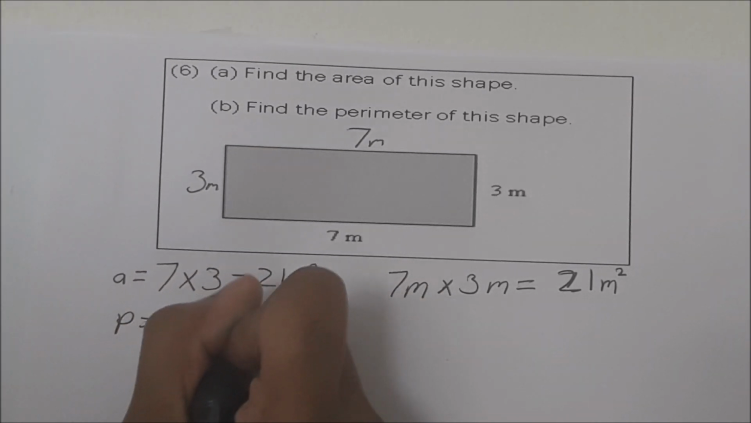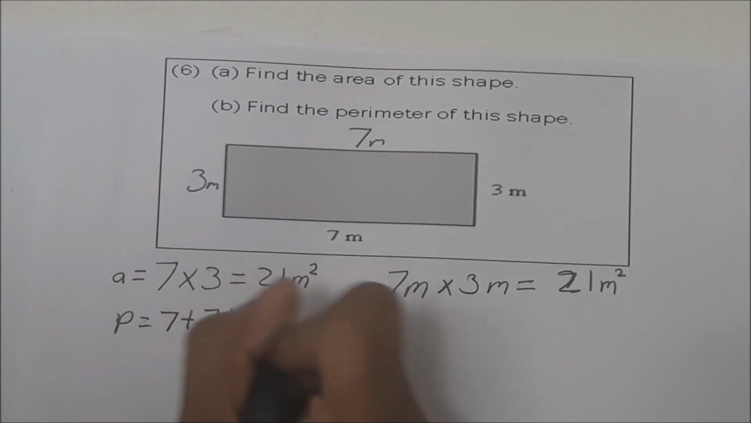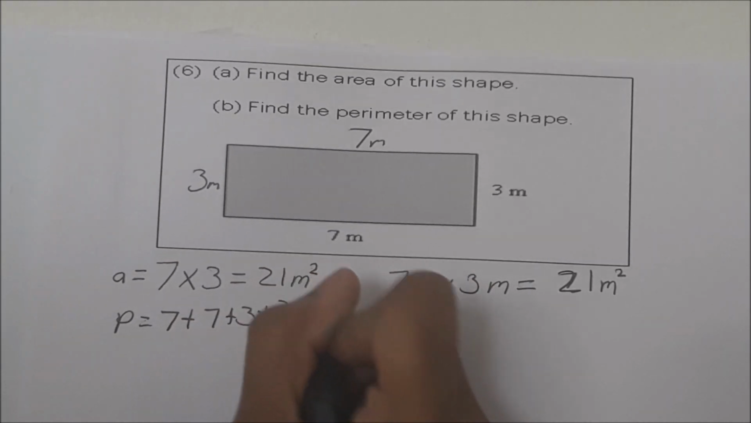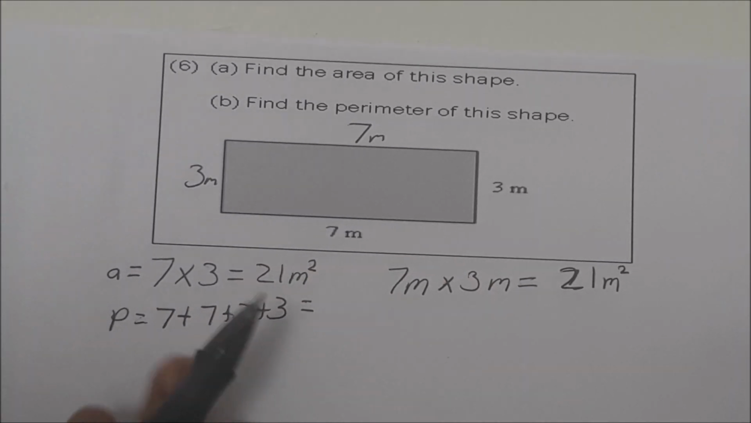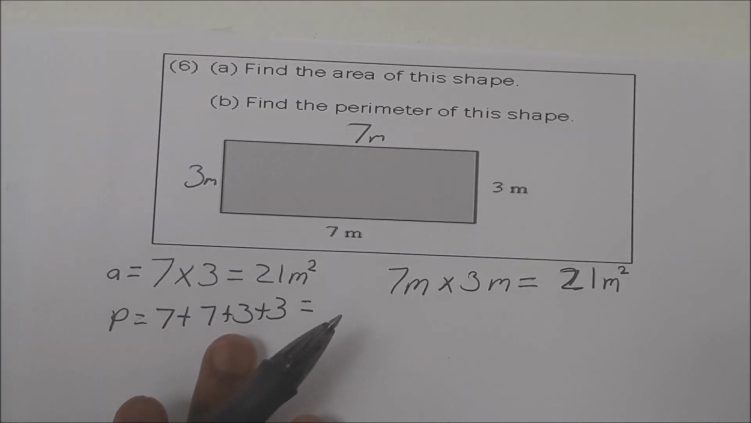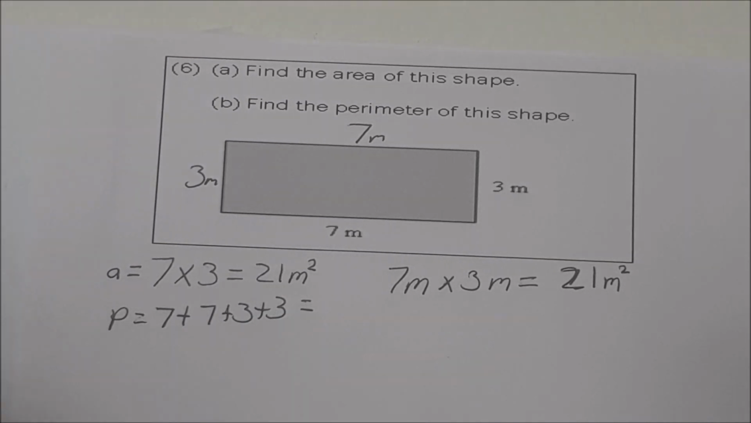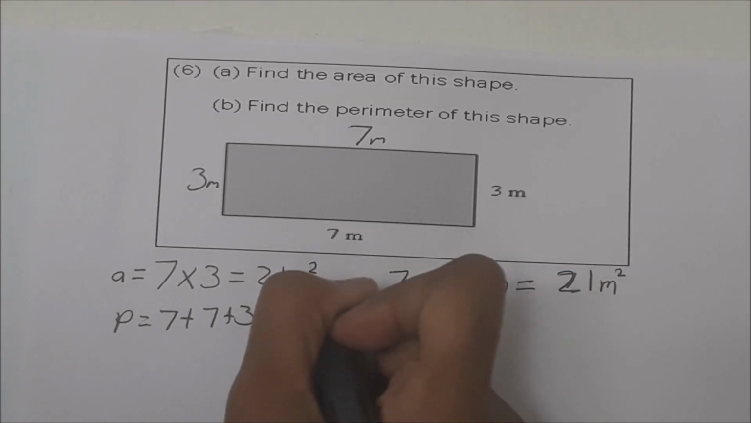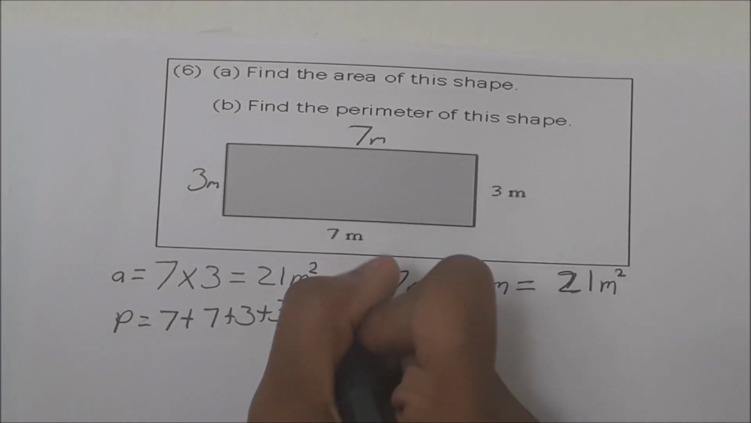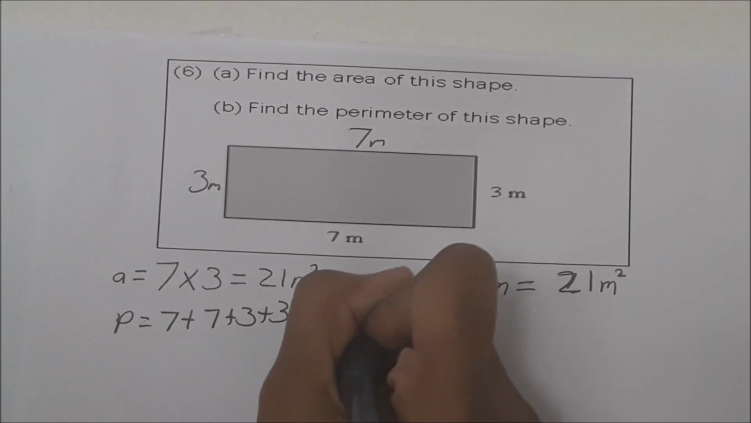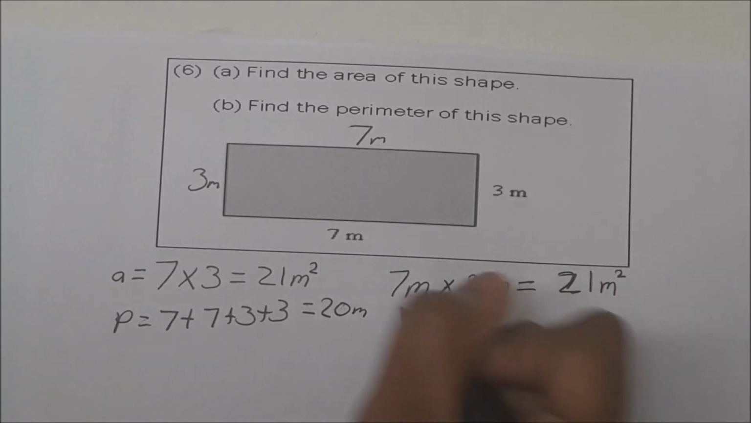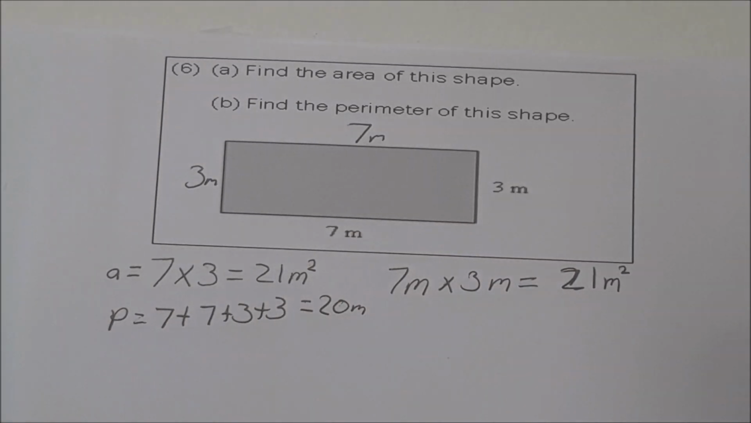7 plus 7 plus 3 plus 3. Good. Equals 7 plus 7 is 14. 14 plus 3 is 17. And 17 plus 3 is 20. So put the answer. Okay, good. That's good. 20 meters is the answer.